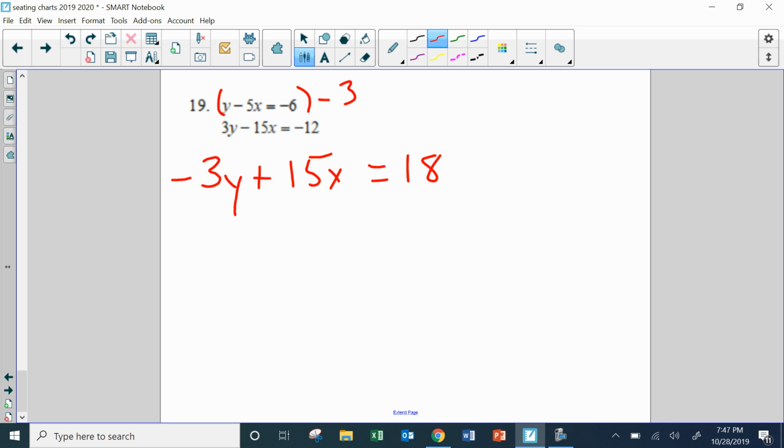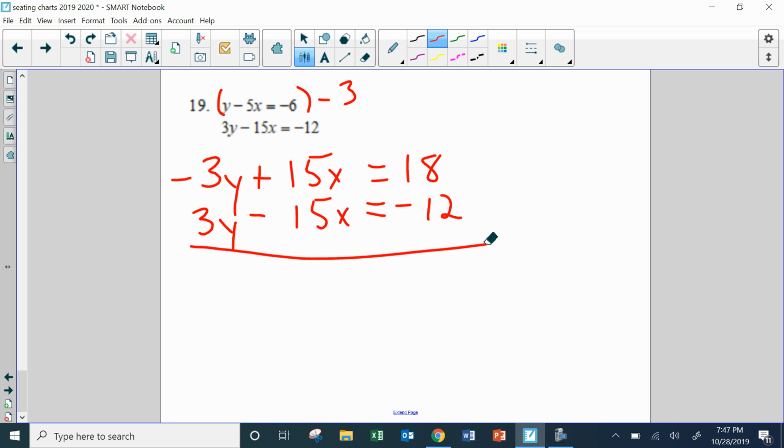So then I just move down here and I say 3y subtract 15x. The bottom equation doesn't change at all. And then equals negative 12. So if you'll notice, these are going to cancel out just like we thought. I get 0 and then 0. You can put plus or minus there. It doesn't really matter. 0 plus 0 is still 0. 0 minus 0 is still 0.